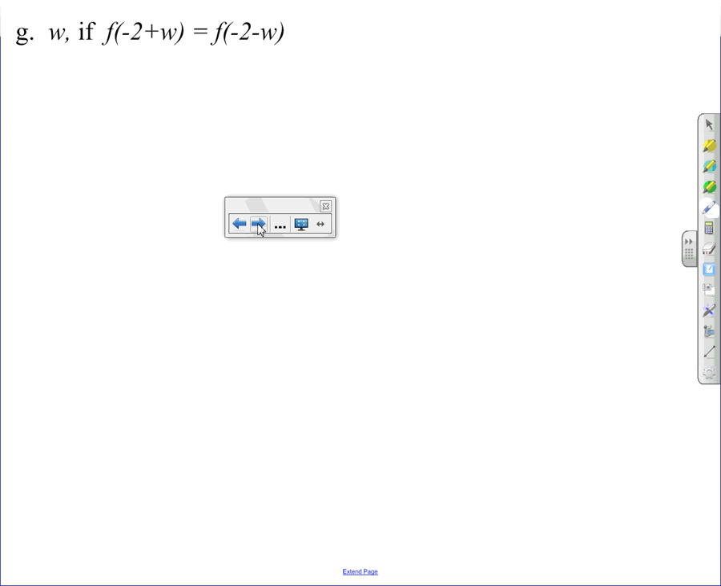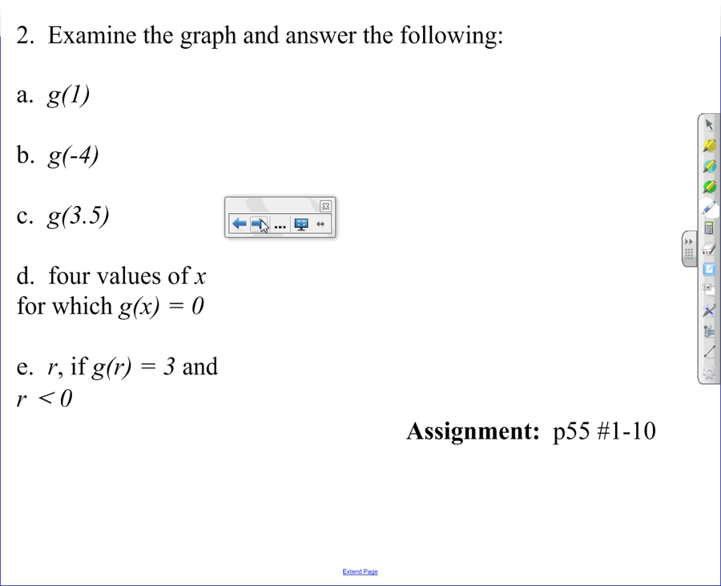This question is very similar as well. It's just saying, what if you replace the value with -2 plus w, or -2 minus w? If we fill those both in, they have to equal one another, and then we're going to solve for w instead of x.